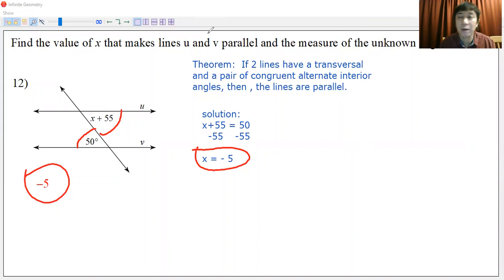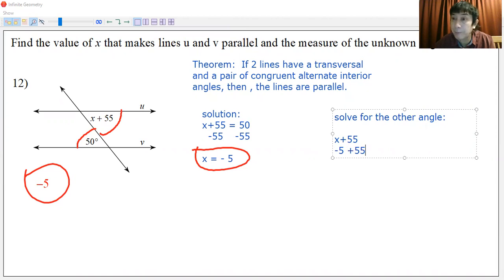And so we can compute the other angle, the x plus 55. Solve for the other angle. And we have x plus 55, that's negative 5 plus 55. We have 50 degrees. And that's it, it's correct.